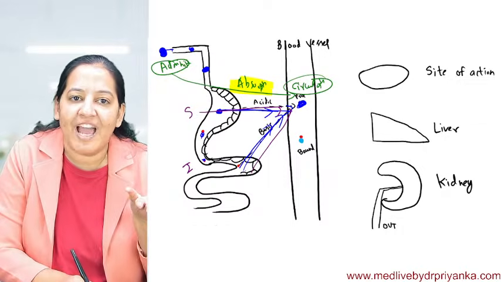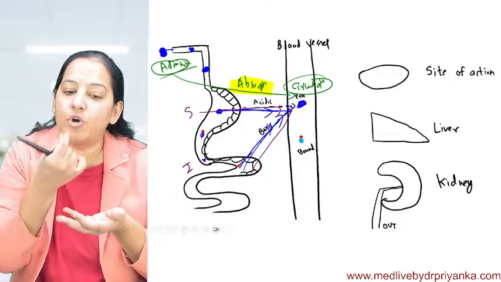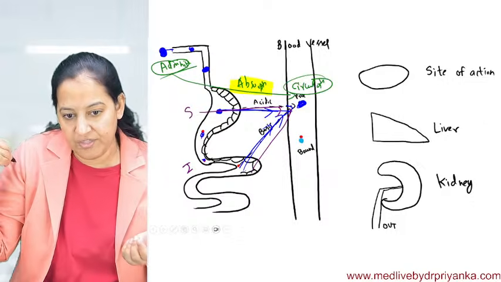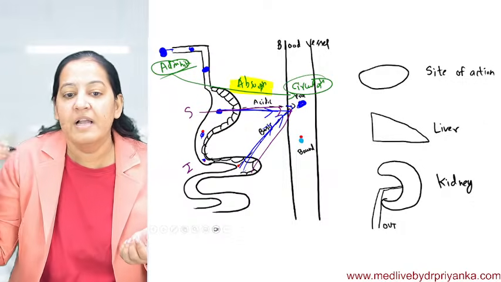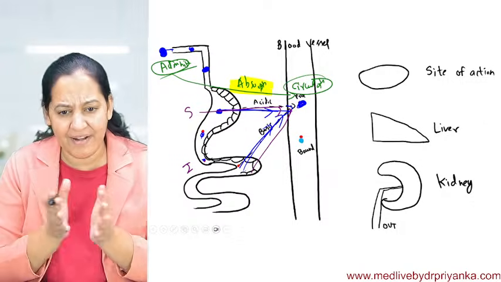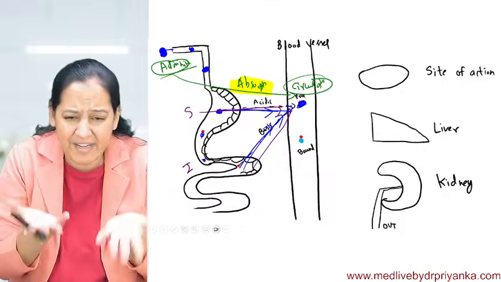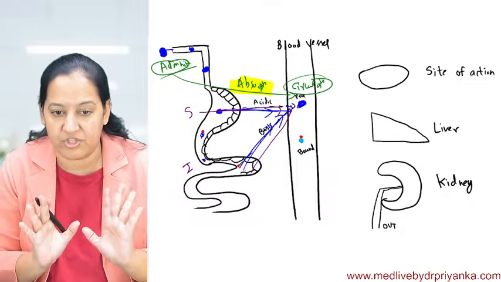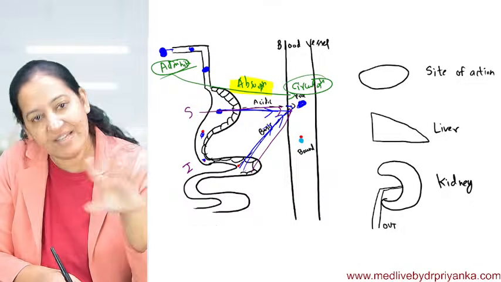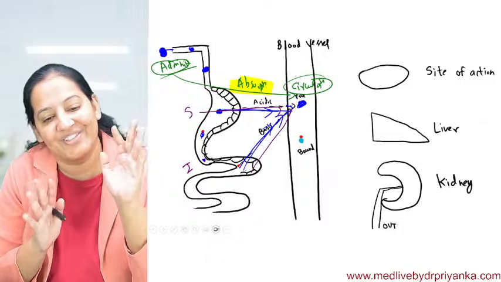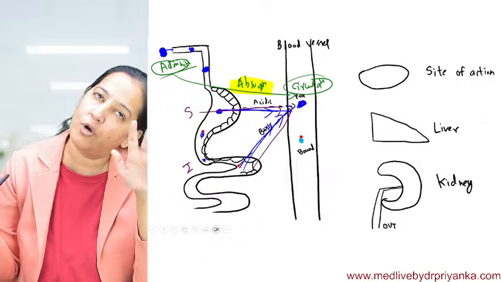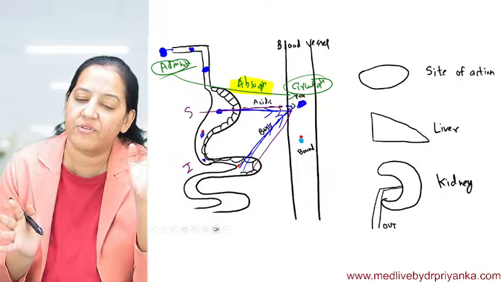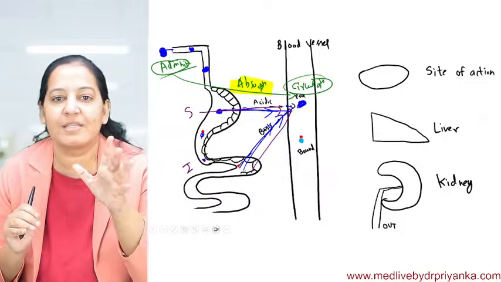The administration can be via various routes. It is not always oral. It can be subcutaneous, intramuscular, intradermal, rectal, vaginal, various routes. I will teach you routes of drug administration also. But via whatever route, ultimately a proportion of the drug reaches the circulation, and this is known as absorption.